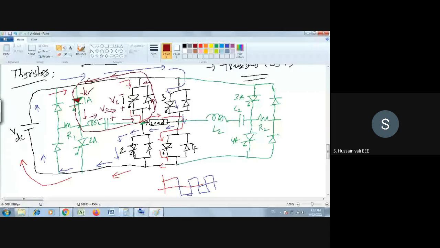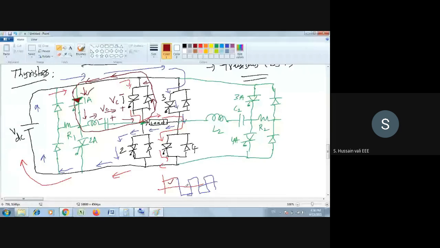So how do you turn off thyristor 1 here? Let me repeat the logic once again. 1 and 4 are conducting for the positive half cycle. Now 2 and 3 we have to conduct for the negative half cycle. But to turn on 2 and 3, first you have to turn off 1 and 4. Otherwise a dead short will occur and this dead short will kill all the devices. To avoid this, you turn off 1 and 4 first. So first I want to turn off 1.